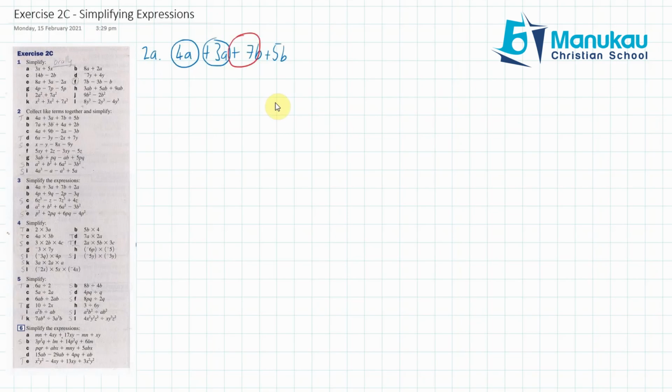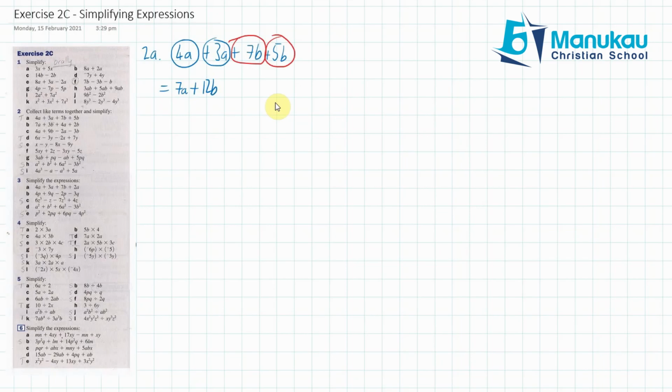Now, if you're new to this, you might want to do what I've done and circle your like terms. Goodness gracious me, it's like back at preschool. There we go. So when we write our next line, we've gathered our like terms. I can see that 4a's plus 3a's is 7 lots of a. And I've got positive 7b and positive 5b, so that adds up to positive 12b. So that's that first one there.